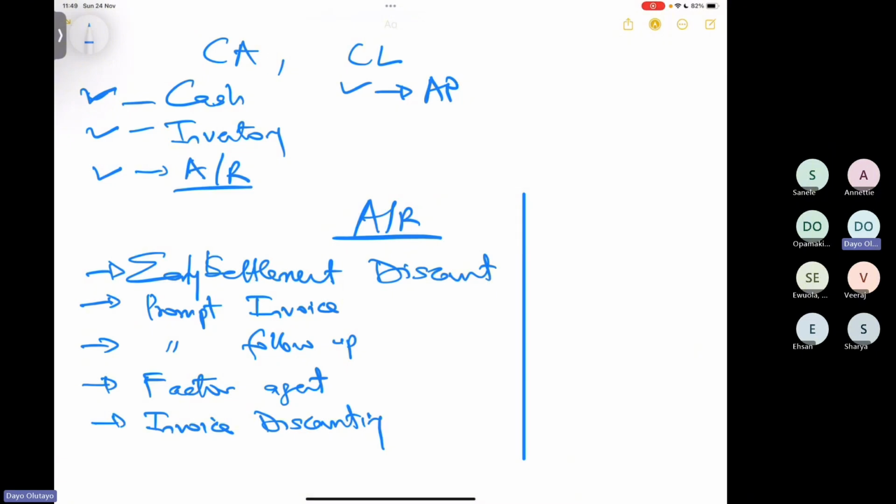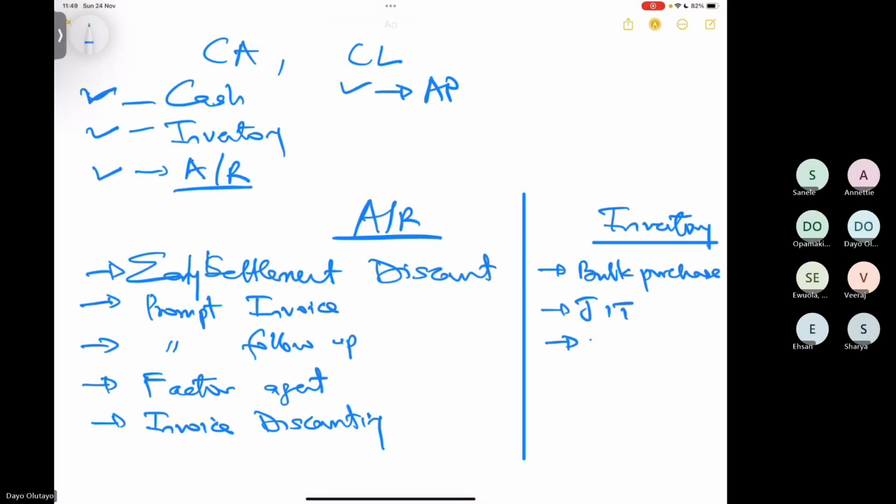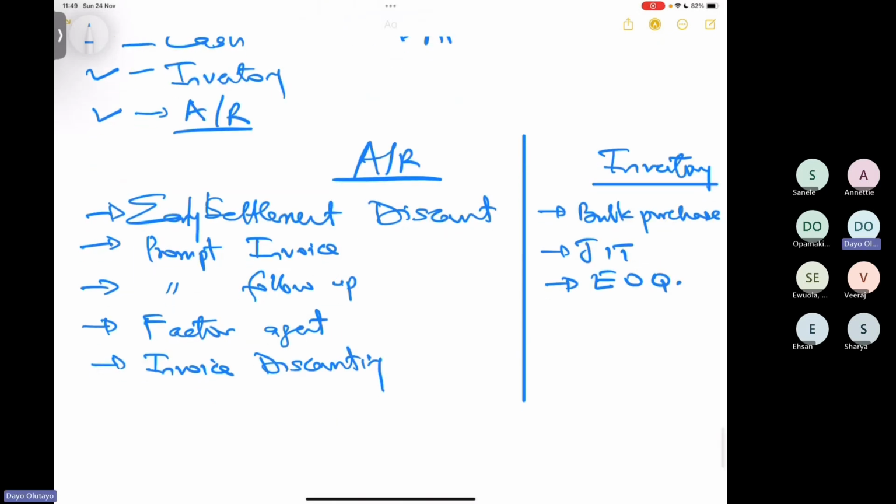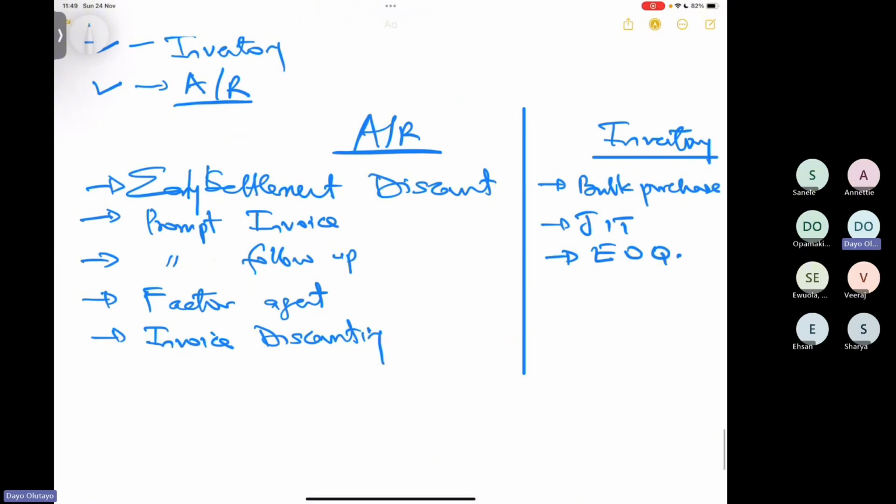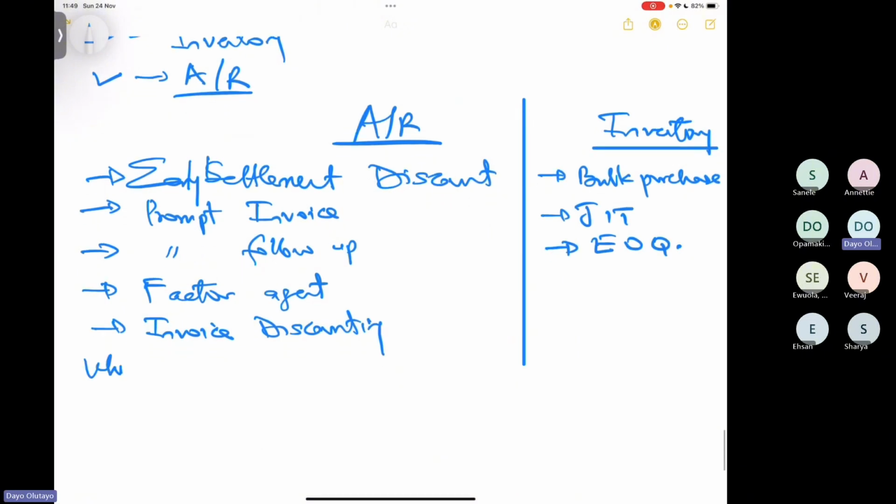But for inventory, how do you manage it? If you want to reduce your inventory balance, you can do bulk purchase discount. It can help you. You can do JIT. You can do EOQ. But look at receivable and inventory. Why is it important to reduce them? It's important because we want to minimize the cost associated with them.